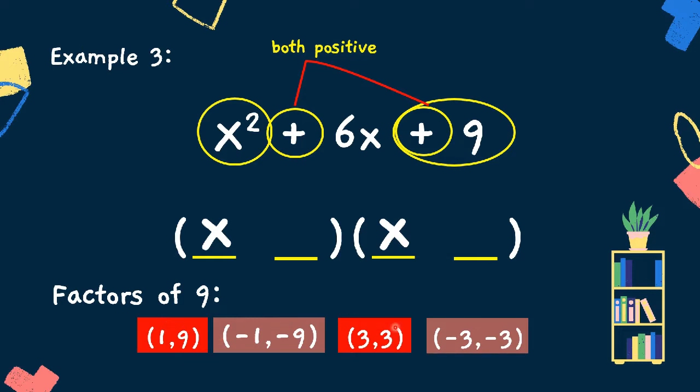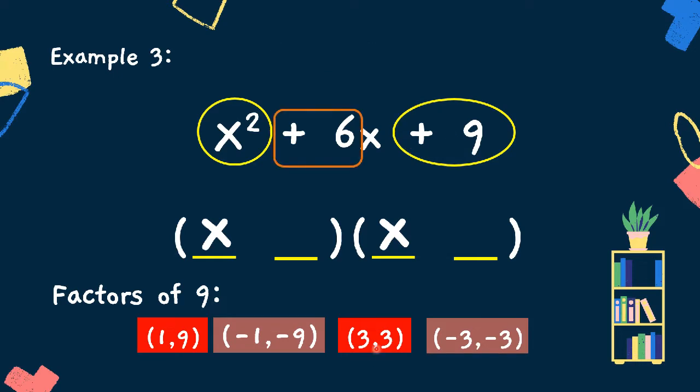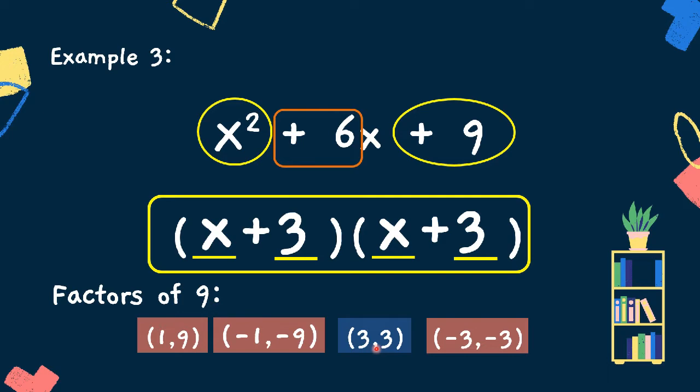Again, look at your factors of 9. Which among these factors, if we add them, will give us the result of 6? Obviously, it is 3 and 3. So we are looking for plus 3 and plus 3. Therefore, the factors of our given polynomial x squared plus 6x plus 9 are x plus 3 and x plus 3. If you want to check if your answer is correct, simply multiply the two, just like what we did on the previous examples.